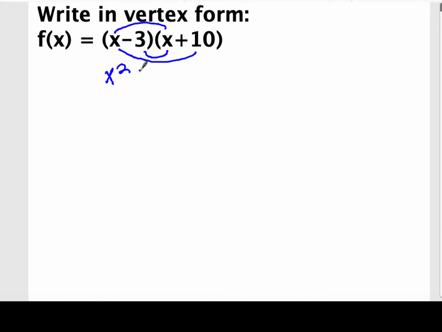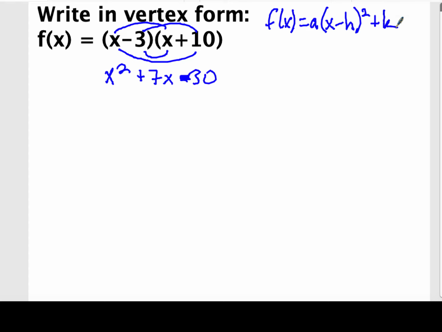I'm going to jump straight to, we're going to have a 7x, and then finally, -3 times 10 would be -30. So there is our basic, or our expanded form. To get all the way to vertex form, we want that form where we've got a in the front, but we've got x minus h squared plus k.